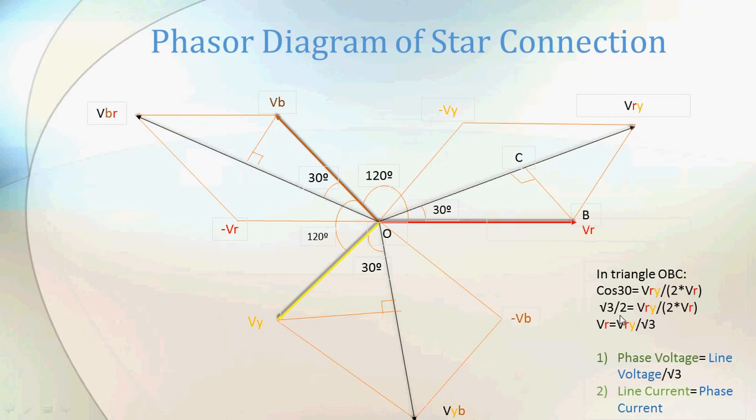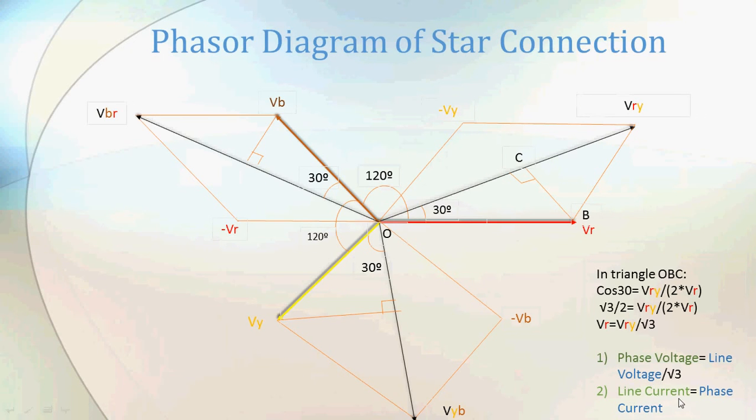Cos 30 is root 3 by 2. This is VRY by 2 into VR. So the 2 gets cancelled, and by cross multiplication I end up with VR equal to VRY divided by root 3. So VR is like VRN, or simply termed VR, called the phase voltage, which is equal to line voltage divided by root 3. So we come to a conclusion that when three wires are connected in star in a three-phase system, the phase voltage is exactly equal to line voltage divided by root 3.